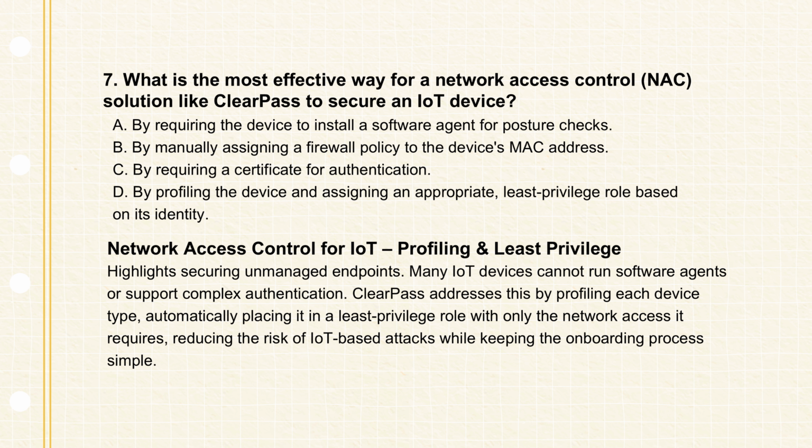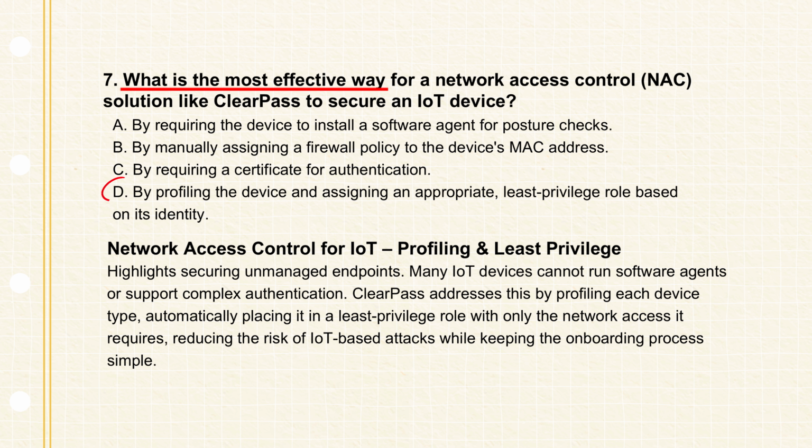Okay. Now, IoT. Billions of these devices connecting. Question 7 looks at securing them using network access control, NAC, like ClearPass. Many IoT devices can't run security agents, right? So how do you secure them? Yeah, that's the challenge. You can't install antivirus or an agent on most IoT things. So the best approach, and what ClearPass excels at, is profiling the device and then assigning it a specific least privileged role based on what it is.